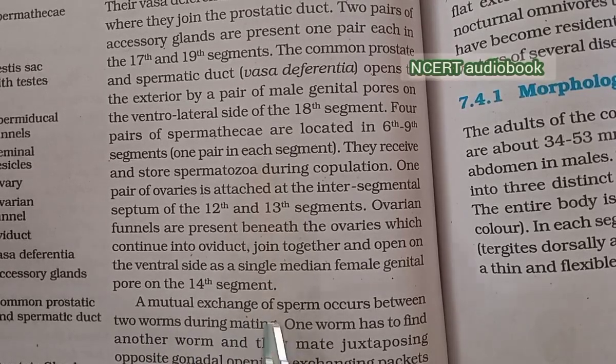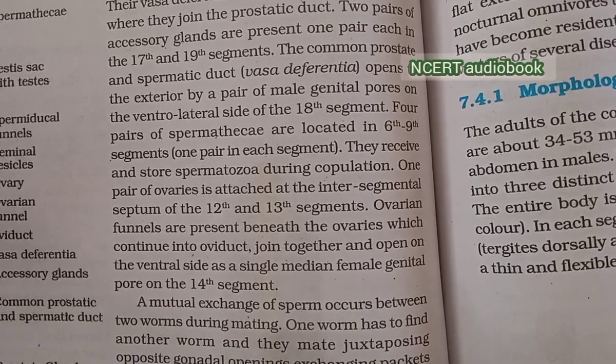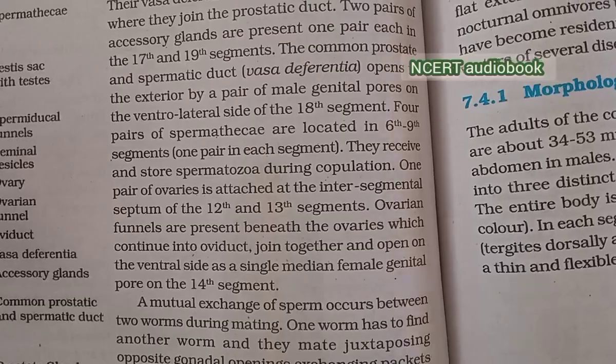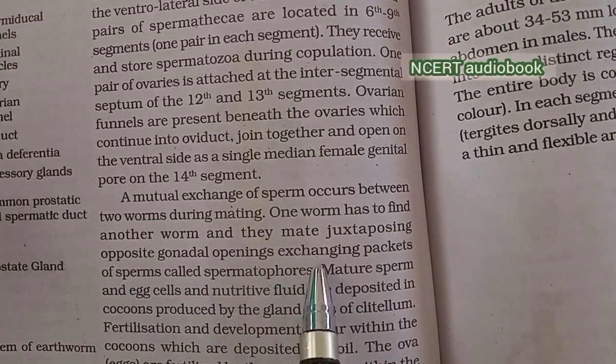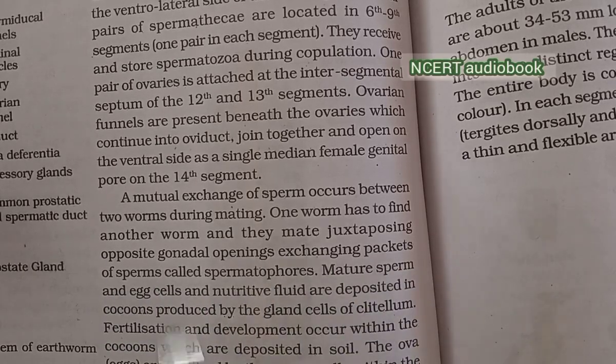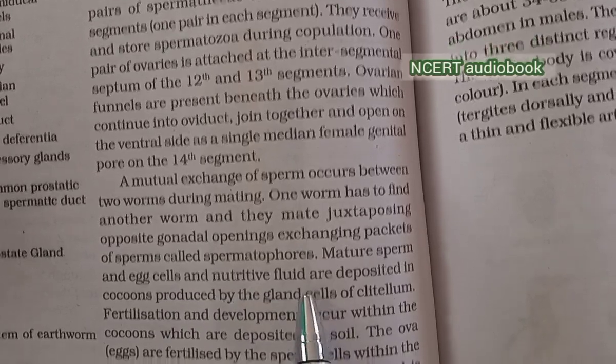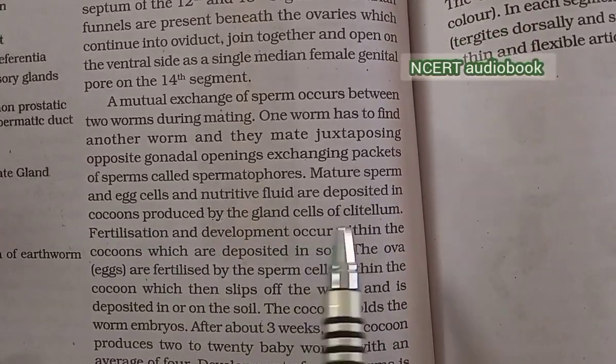A mutual exchange of sperm occurs between two worms during mating. One worm has to find another worm and they mate, juxtaposing opposite gonadal openings and exchanging packets of sperm like spermatophores. Mature sperms and egg cells with nutritive fluid are deposited in the cocoons produced by the gland cells of the clitellum.